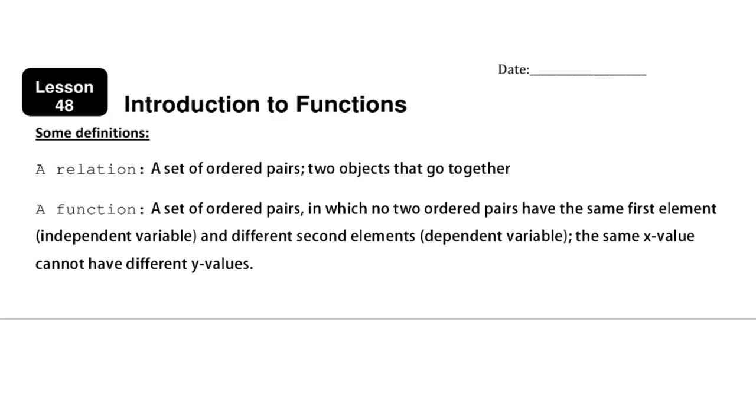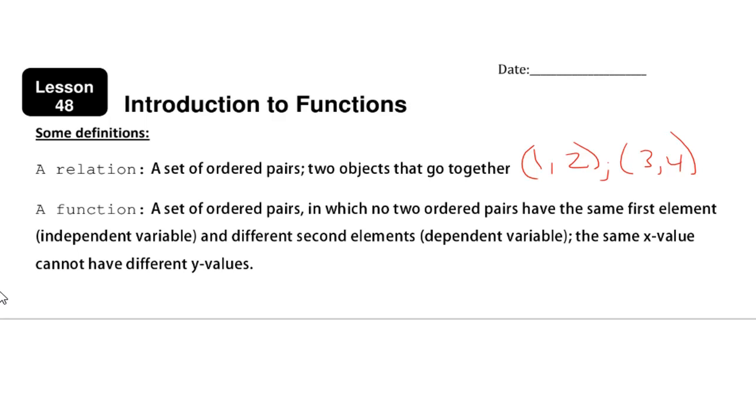Just to start us off, some definitions. A relation is a set of ordered pairs or two objects that go together. So you've probably seen a set of ordered pairs before, something basic like (1, 2), and then there's another point, maybe like (3, 4). Just things that go together, two objects that go together.